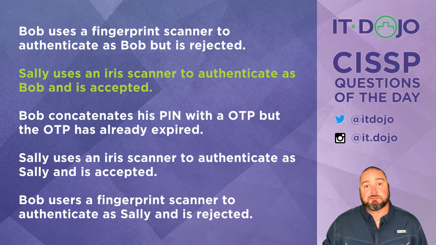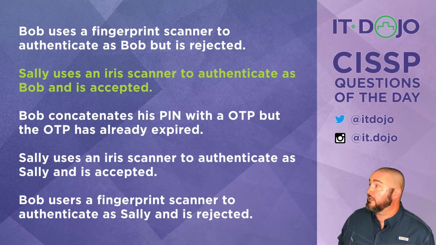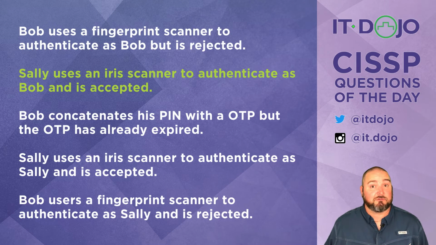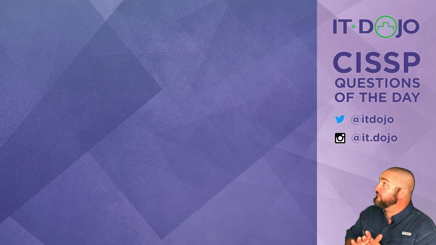So type 1 errors and type 2 errors, what we're looking for here. This question was specifically on type 2 errors, and type 2 errors are false acceptances, and that's the scenario where Sally attempts to authenticate as Bob and is successful. So that's pretty darn bad, to say the least. All right, here comes question number 2 for you.